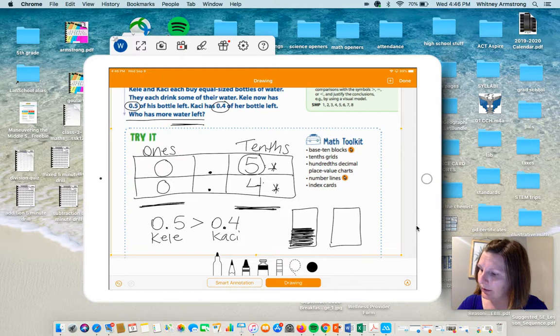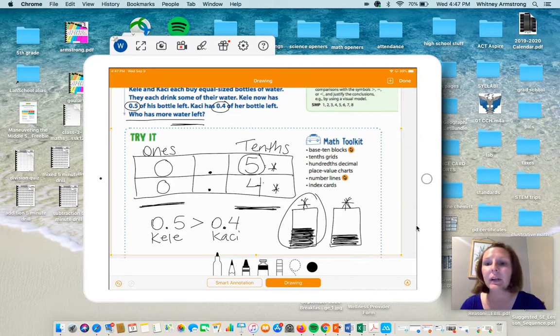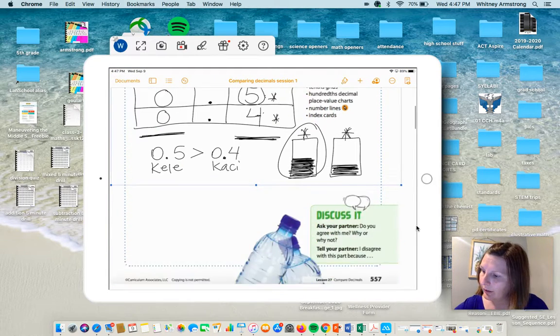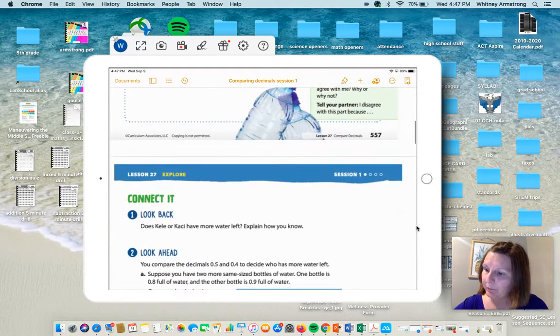All right, so I know that 0.5 is about half, and 0.4 is a little bit less than that. So I know that this one has more left than this one, just by looking at it. So let's go ahead and move on. Let's look at our next page.